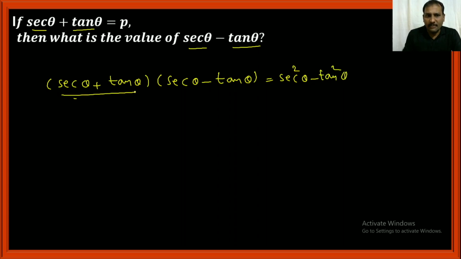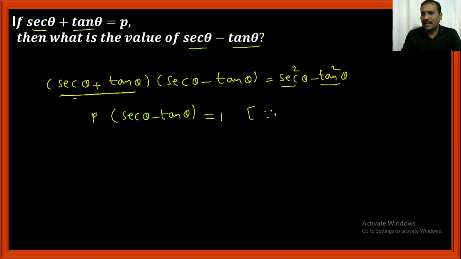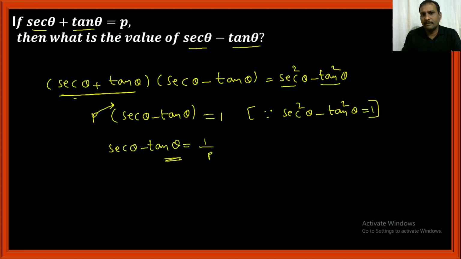So secant theta plus tan theta is what? That is P, into secant theta minus tan theta, is equal to secant square theta minus tan square theta, which is equal to 1. That is our trigonometric identity: secant square theta minus tan square theta is equal to 1. Now we need to find secant theta minus tan theta, so transpose P to the other side. It will become 1 by P.